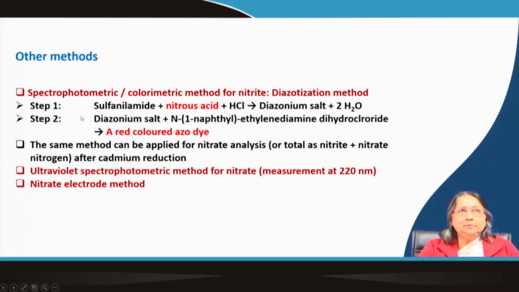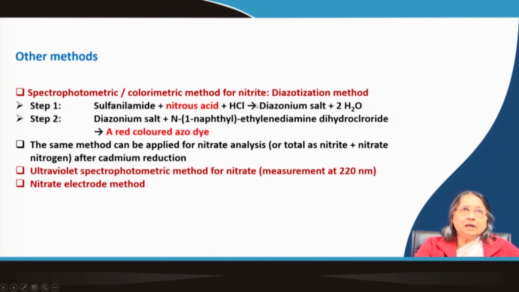There are other methods also. Say for example, some spectrophotometric method. This is the most simple method by using the spectrophotometer, by using the diazotization method. What is diazotization? Diazo compound, N double bond N, has a very strong color. In textile dyes you will see that 90% of dyes have the diazo group, N double bond N group, and they have very intense color.